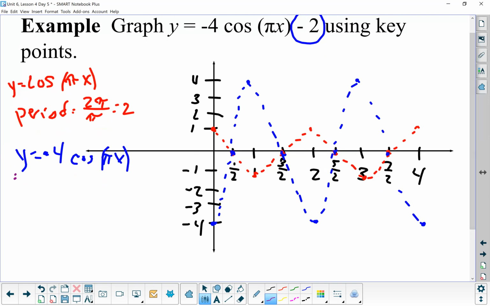So we have our final graph in purple, -4 cosine pi x -2. So that takes every value and shifts it down 2 units. So instead of 0, -4, we have 0, -6. Instead of 1/2, 0, we have 1/2, -2. Instead of 1, 4, we have 1, 2, and so on.